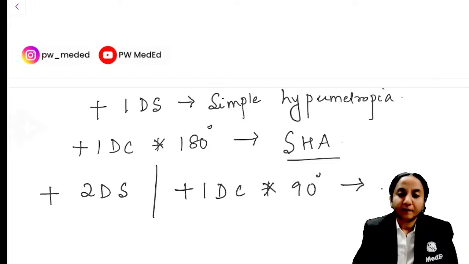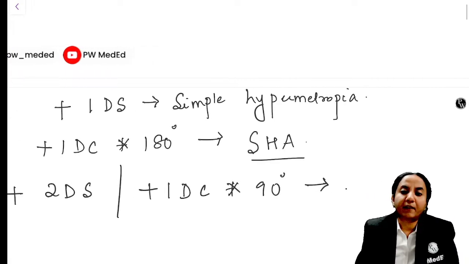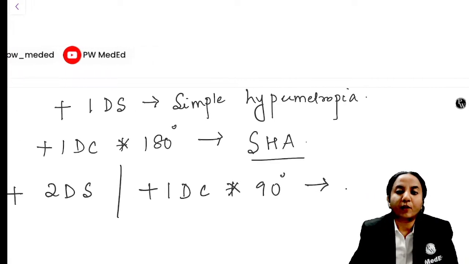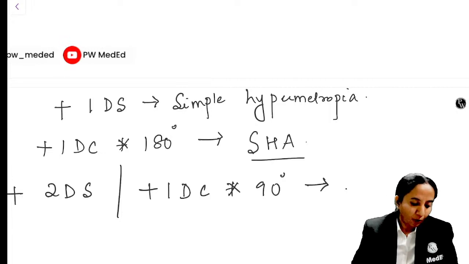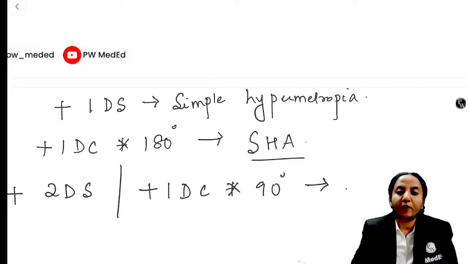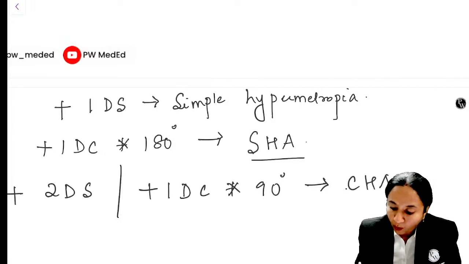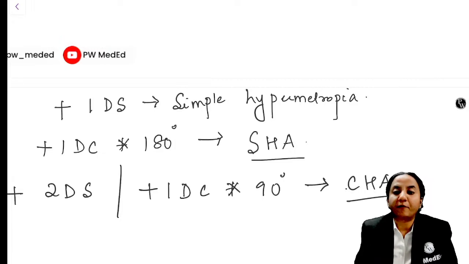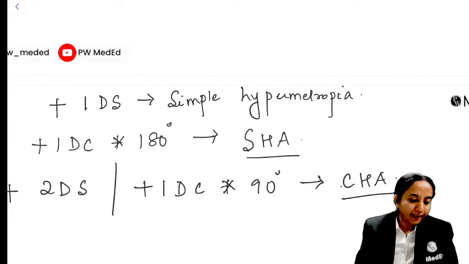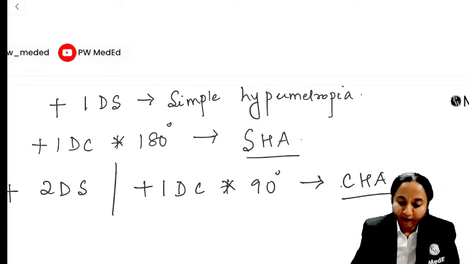That is, we have both a plus sphere and a plus cylinder. If both are there, then what is our refractive error? If we get this, what is the answer we have to give in the exam? Quickly tell me. Correct. This is going to be called compound hypermetropic astigmatism. Very good. Right? So I hope now you have understood this.